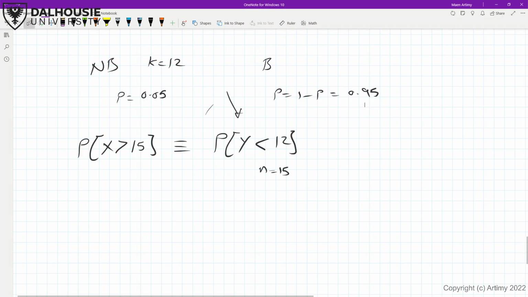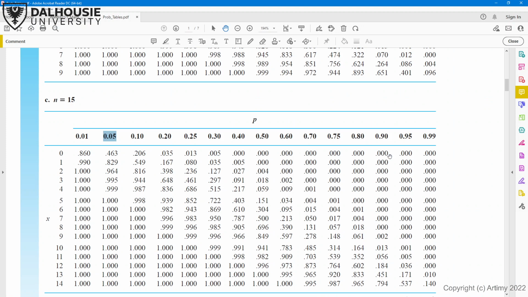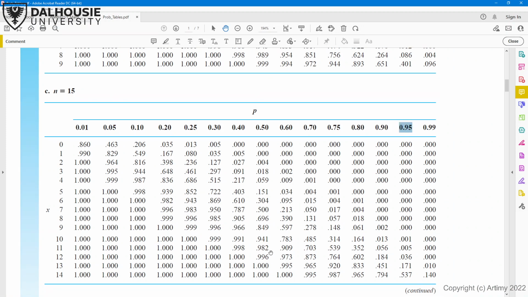Okay, so now I have to go to the tables, and instead of looking at this one, I'm looking for this one here. And again, go to the 11, intersect. So I'll get this number here. This is the intersection of 11 because we're looking for F(11) and the probability 0.95.